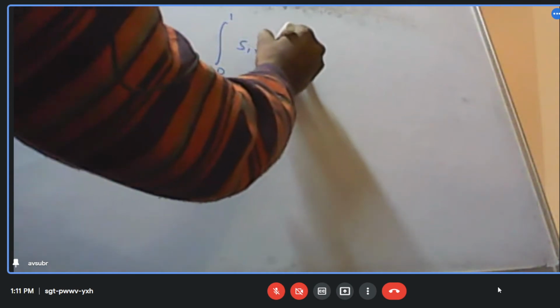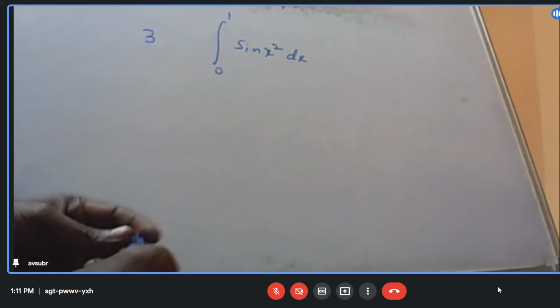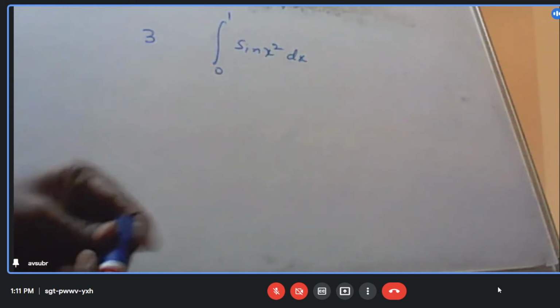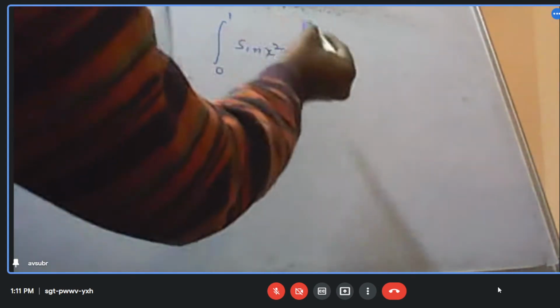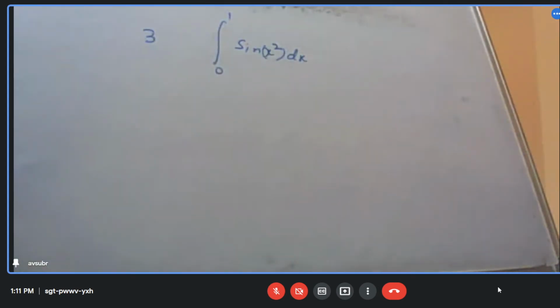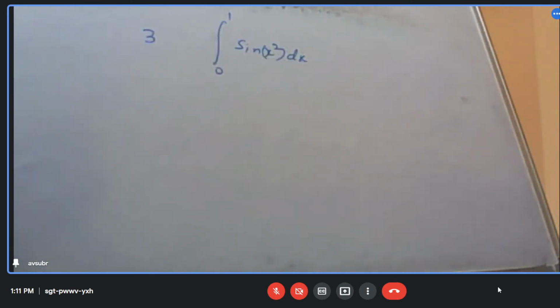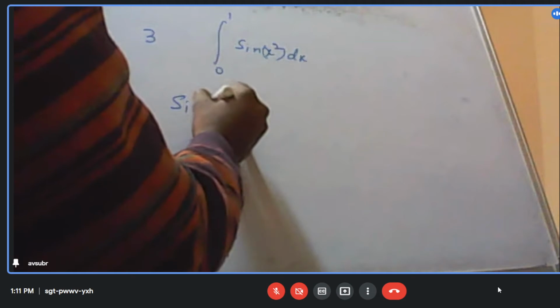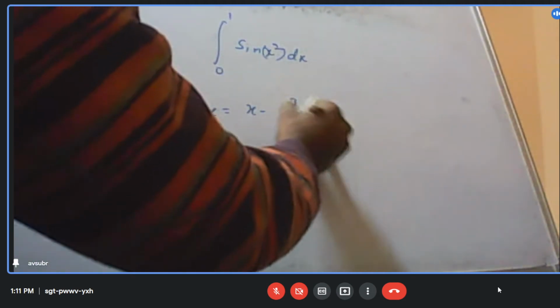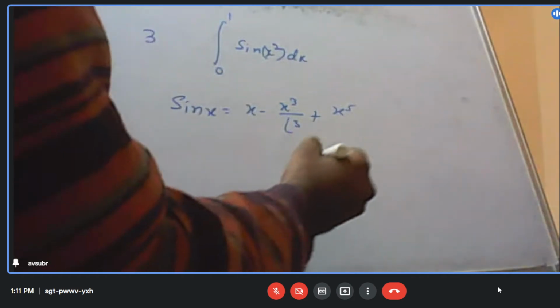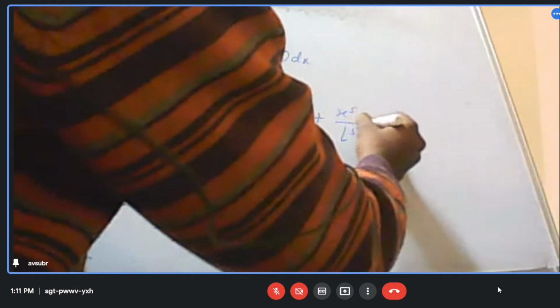Now, third application could be, let us take this kind of integral here: integral of sin x square dx. This is a weird kind of integral. So how can we solve this kind of integral? Let us say we know that sin x is equal to x minus x cube by factorial 3 plus x to the power 5 by factorial 5 and so on.